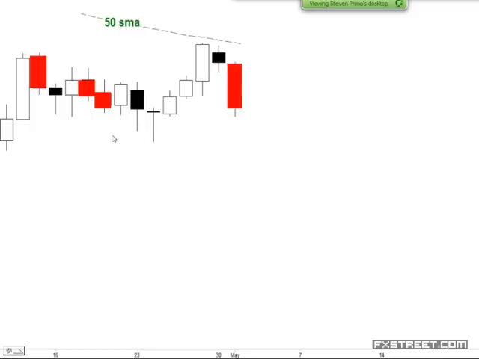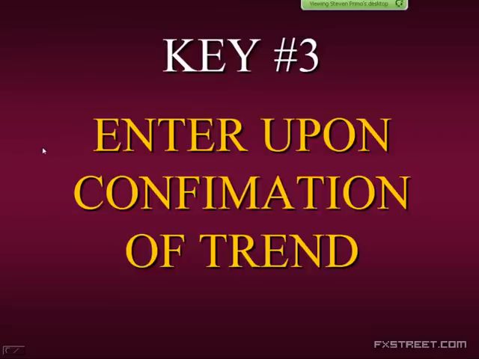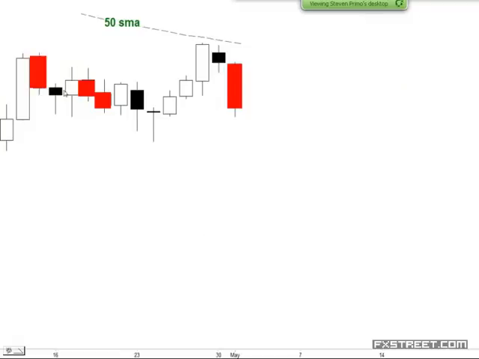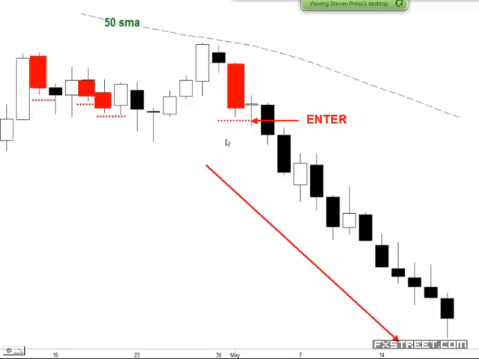Now, this doesn't work like clockwork all the time, but we can enter upon the confirmation trend again by selling on the next bar, only if price trades 1 to 5 pips below the bar that closed in the bottom 25%. So in other words, we see here that we have 3 bars that closed, but nothing really happened. Even though you could have entered all of these places right here, there wasn't really much of a move down. But as we see here, we have 1 more bar here that closed lower. We could have taken advantage of this and entered and ultimately taken advantage.